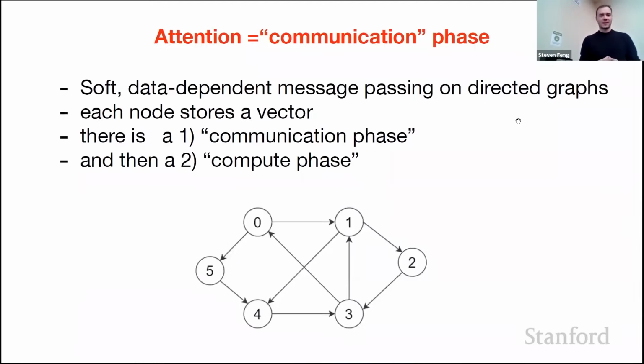So in the communication phase, it's really just a data-dependent message passing on directed graphs. You can think of it as, okay, forget everything with machine translation and everything. We have directed graphs. At each node, you are storing a vector. And then let me talk now about the communication phase, of how these vectors talk to each other in this directed graph. And then the compute phase later is just a multi-layer perceptron, which basically acts on every node individually. But how do these nodes talk to each other in this directed graph?